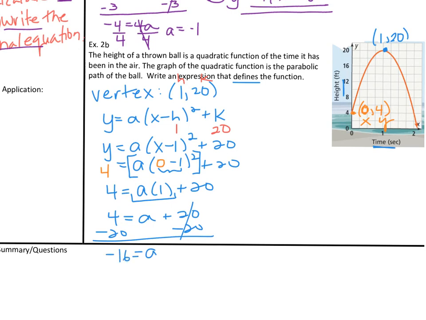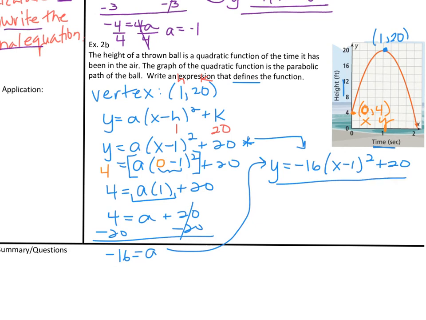If we want to create an expression that defines the function, we'll actually create an equation. We'll say y equals. We're going to plug everything that we know into this with the a value. A is negative 16. And then we have (x minus 1) squared plus 20. So that models the height of the ball as a function of time. And that is your 2.1 lesson.